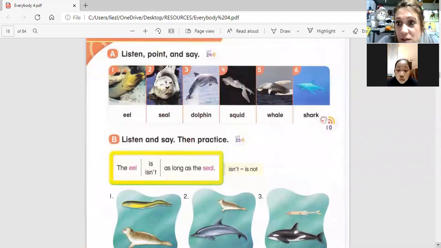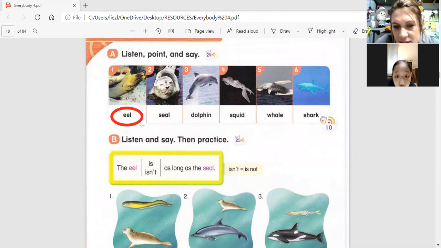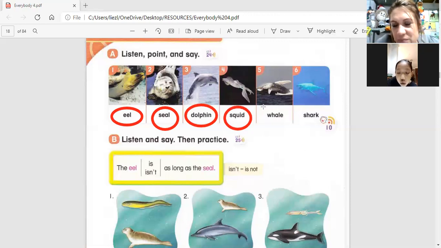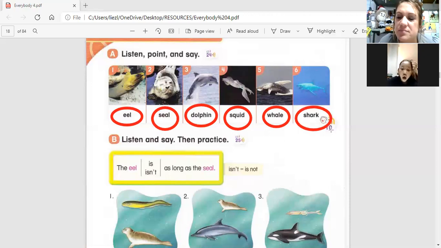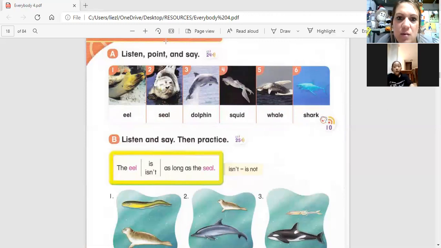Okay, let's do lesson two and then we'll come back to lesson one and see what you can remember. Let's have a look here. Let's read them together. Eel. Seal. Dolphin. Squid. Whale. And shark. Okay. What is this one?